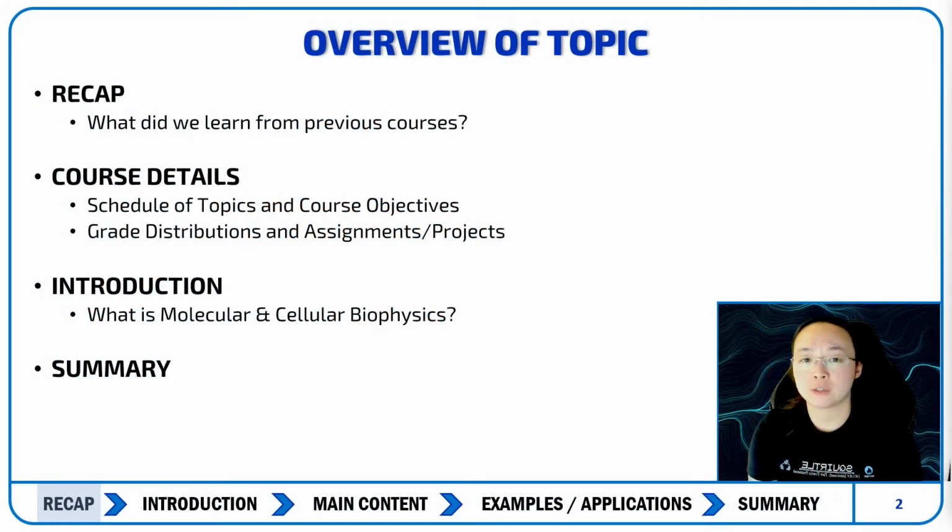So in this first lecture, I want to go through a quick recap of what we learned from previous courses, just so that we know what kind of information and knowledge we need to be able to understand the knowledge that's being presented in this course. Afterwards, I'm just going to quickly go through all the course details, as well as who your teaching team is, what's the schedule of topics, and what are the key deliverables for the course so that you can get your grades. After that, we'll go through a quick introduction as to what is molecular and cellular biophysics, and then go through a brief summary of what we've learned in this lecture.